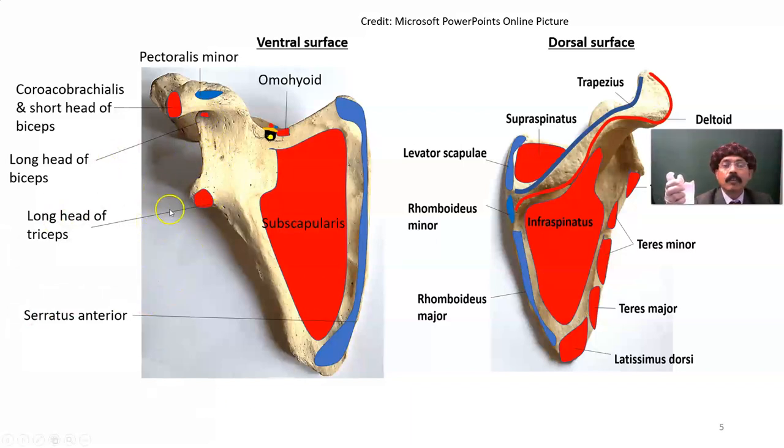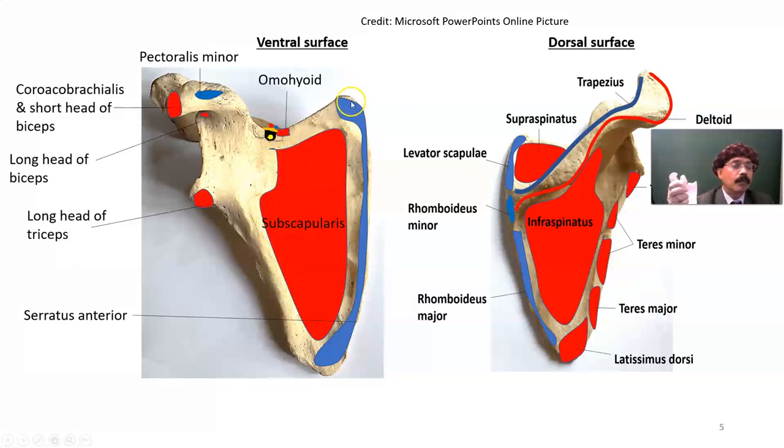This is the infraglenoid tubercle, origin of the long head of triceps, nerve supply by the radial nerve. This is the costal surface, and around two-thirds of the costal surface is the site of origin of subscapularis. Nerve supply, upper and lower subscapular nerves.